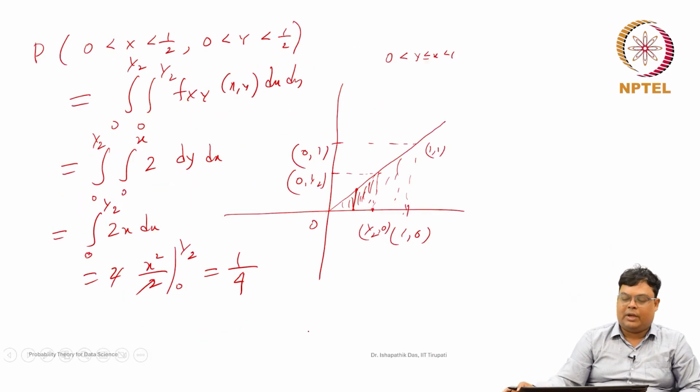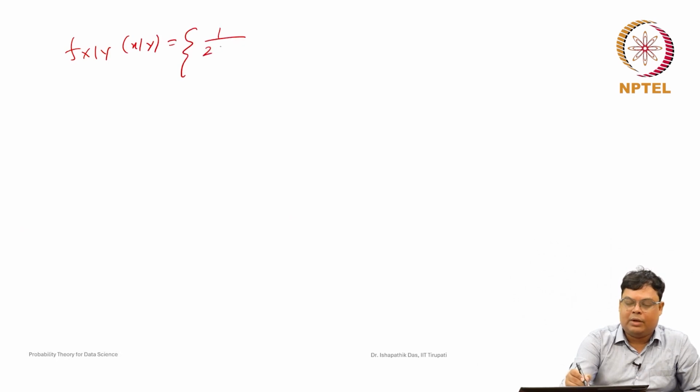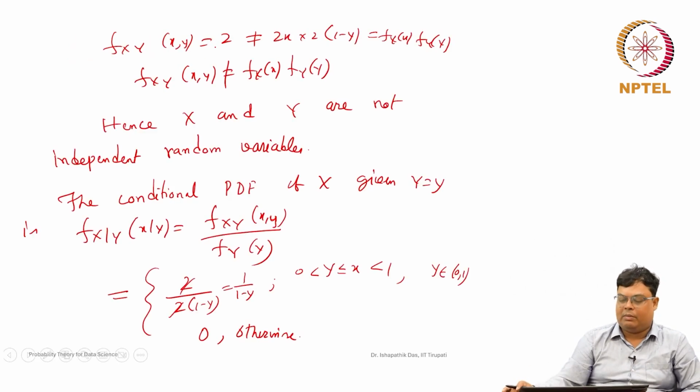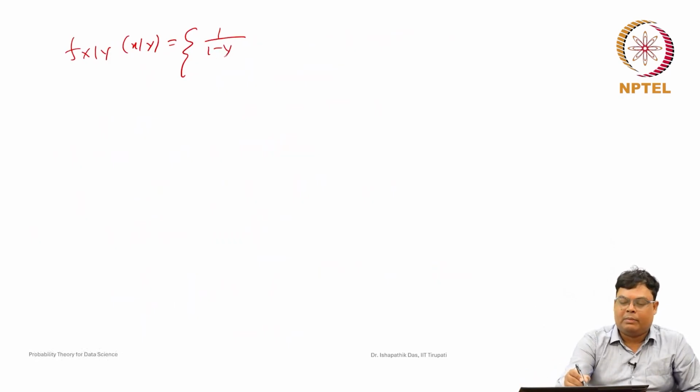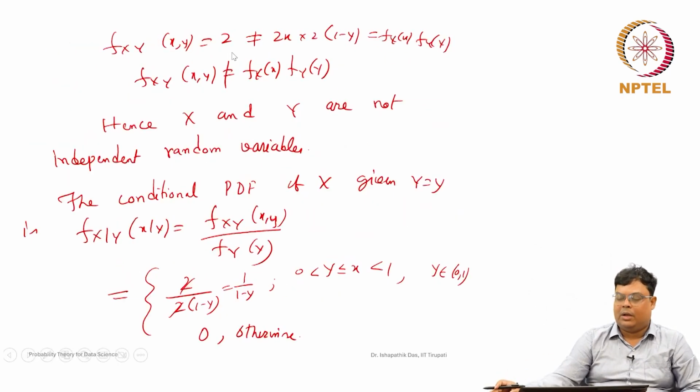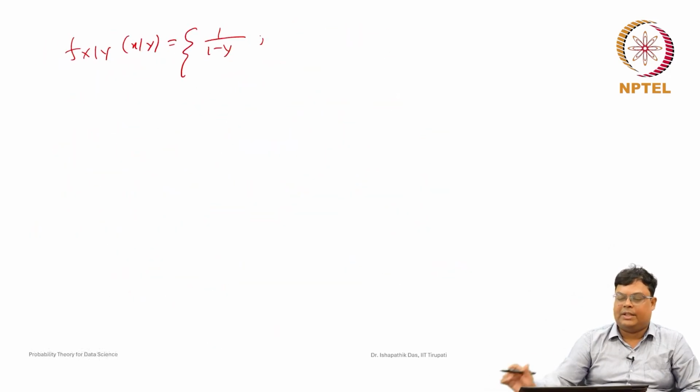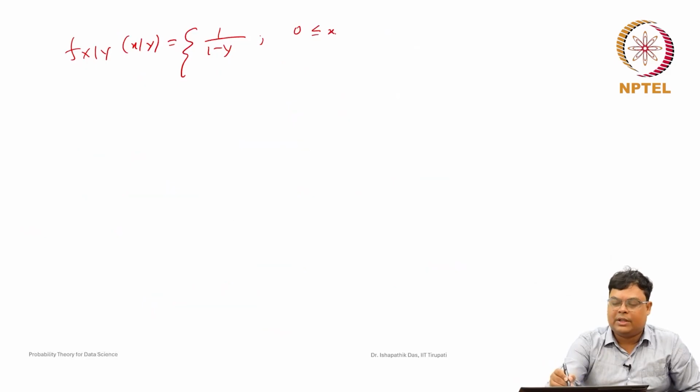Just to write it again for simplification, the conditional probability density function of x given y is 2 divided by 2(1 minus y), which is 1 by (1 minus y), whenever y < x < 1.